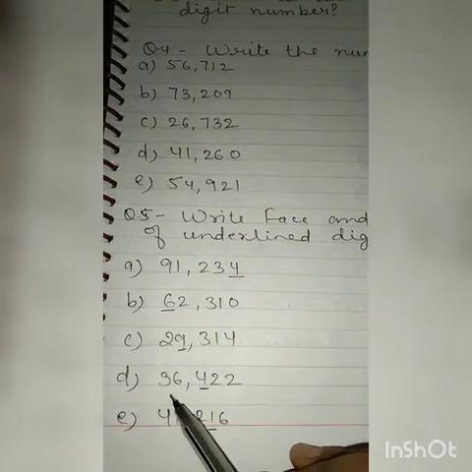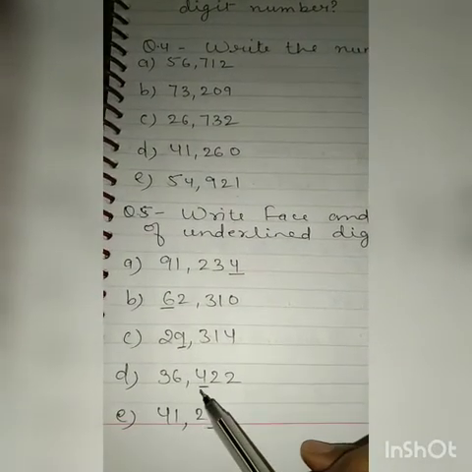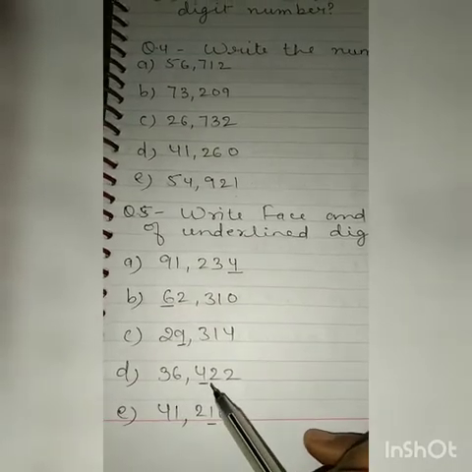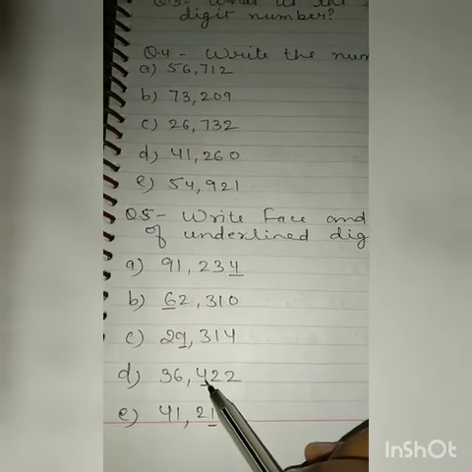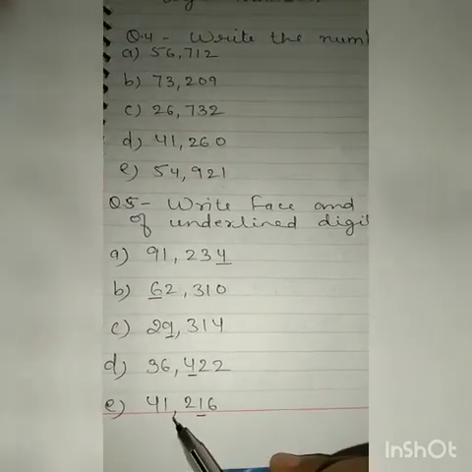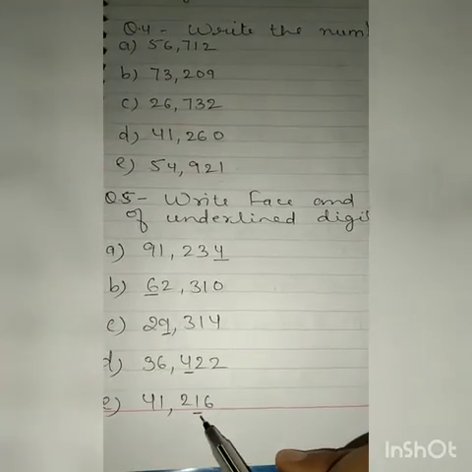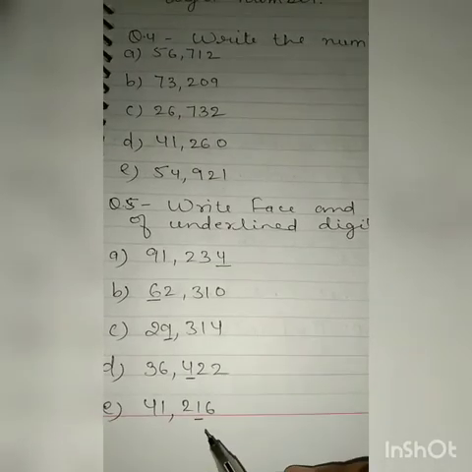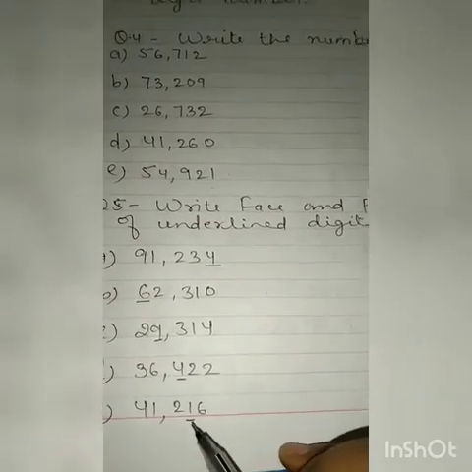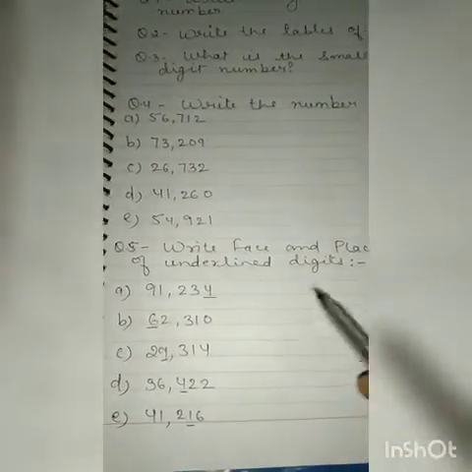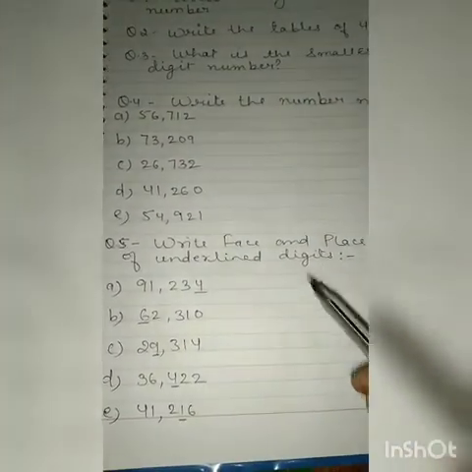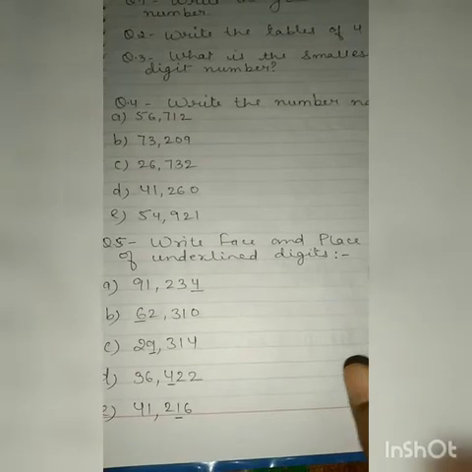Question D is 36,422. The underlined digit is 4 here, so you have to write the face and place value of 4. Question E is 41,216. The underlined digit is 1, so you have to write the face and place value of 1. So this is your class test. I will send you the picture of this on your WhatsApp, and you will solve these questions from there.